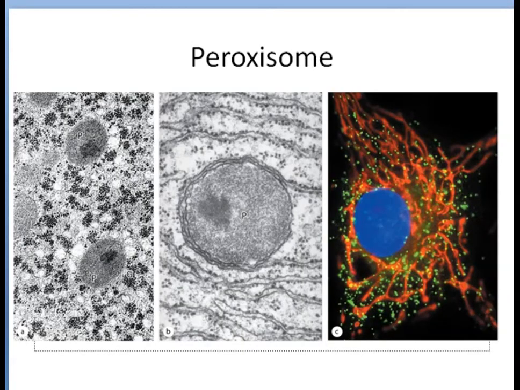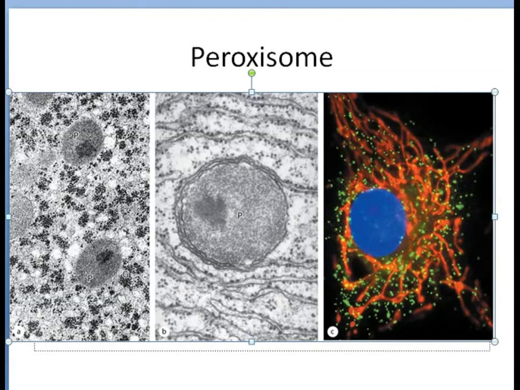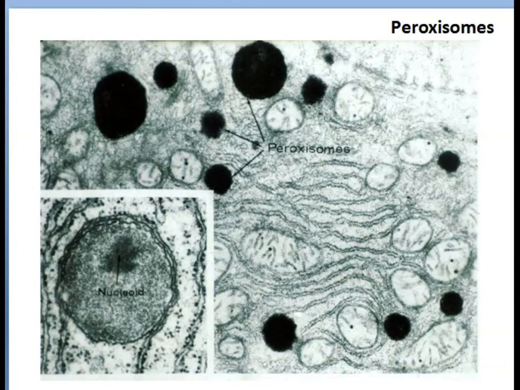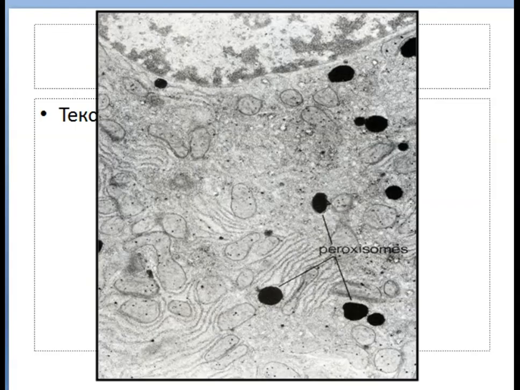Here is the appearance of peroxisomes under the electron microscope. Inside the peroxisomes we have crystals of urate oxidase, and here we can see the immunohistochemical staining of peroxisomes. Here also these structures are peroxisomes, which include this crystalloid structure. This is the electron microscopic appearance of peroxisomes in rat liver. In the liver cells, we are looking at the peroxisomes.